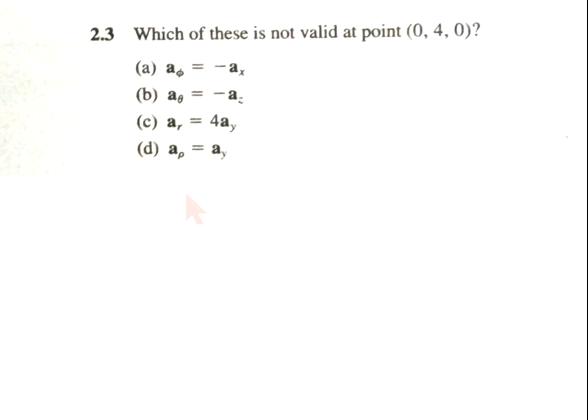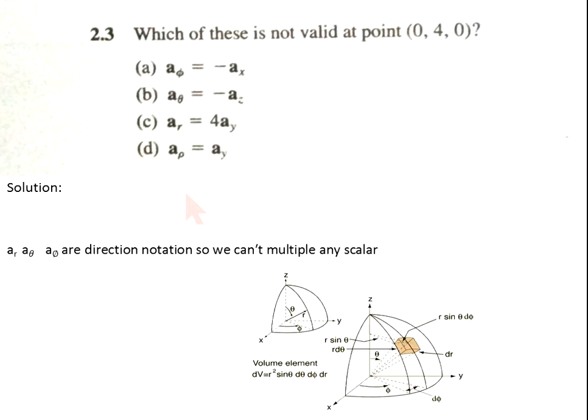Now come to question number 2.3. Which of these is not valid at a point 0, 4, 0? Now come to the solution. a_r, a_theta, and a_phi are only direction notations, so we can't multiply any scalar. These only give the direction in the radial direction, in the theta direction, and in the phi direction. We cannot multiply any scalar, so option C is not correct.